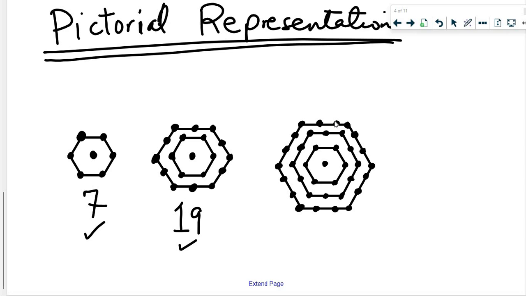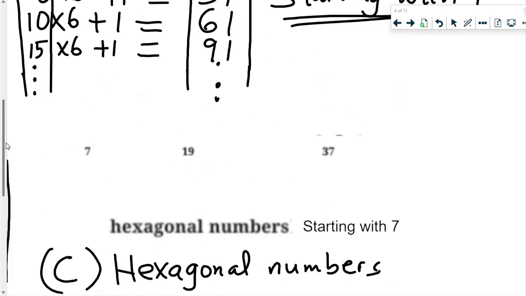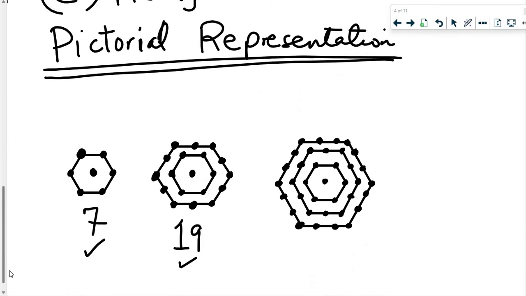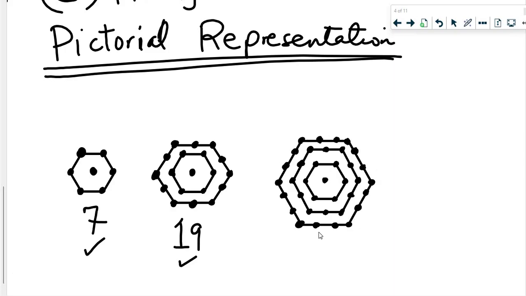Now, try counting the dots. Are you going to have 37, which was obtained by taking 6 as a triangular number, multiplying by 6, and adding 1? Will you get 37? Pause this video and try to count. Okay? But if you remember, these two hexagons, or this structure, had 19. So this structure had 19.